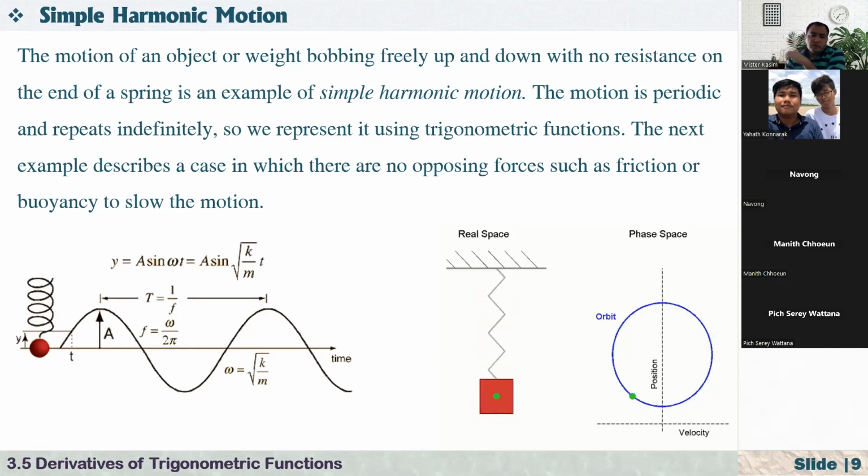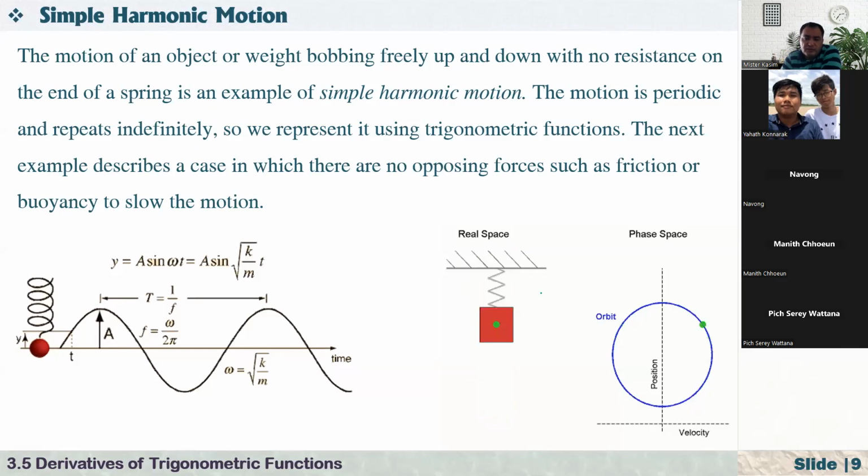And also here, the motion of an object or weight bobbing freely up and down with no resistance on the end of a spring is an example of simple harmonic motion. As you see in this video, we have a kind of spring, and we attach some weight here, maybe a few grams. If we just leave it, because of this force it goes through an up and down motion. So the motion is periodic and repeats indefinitely.